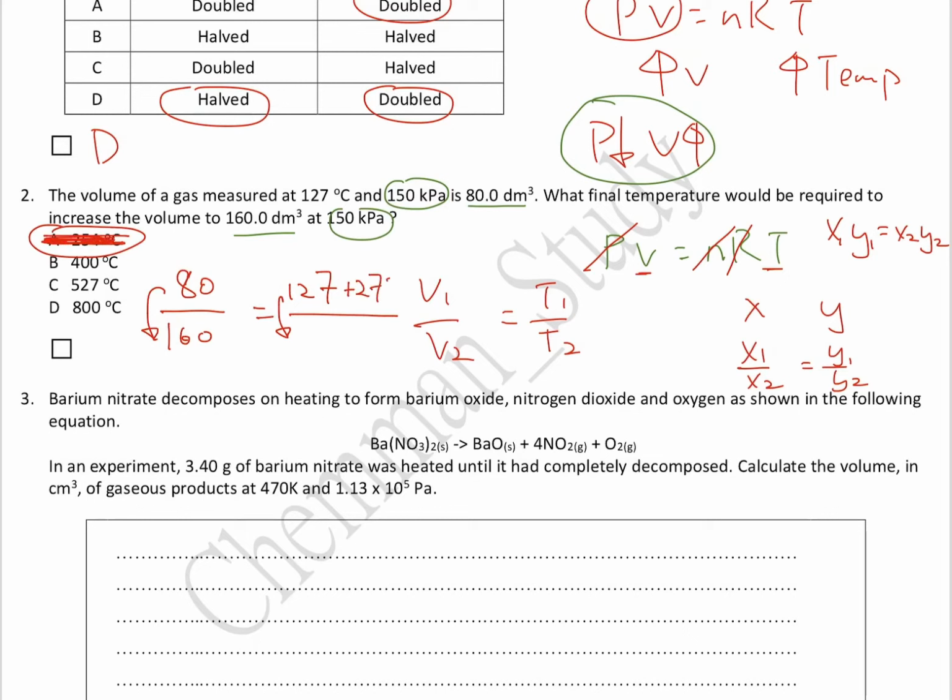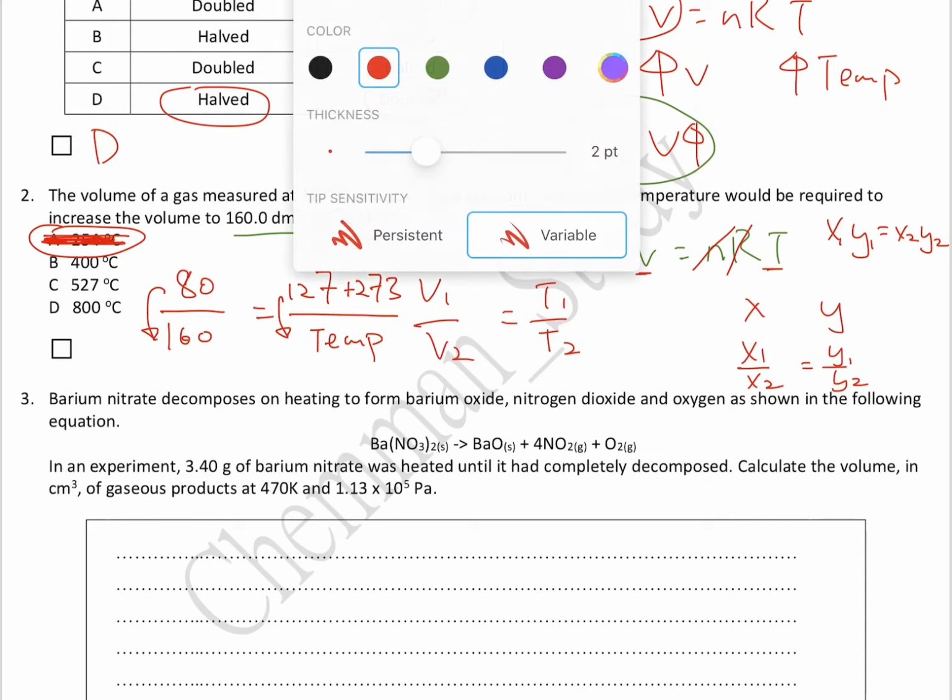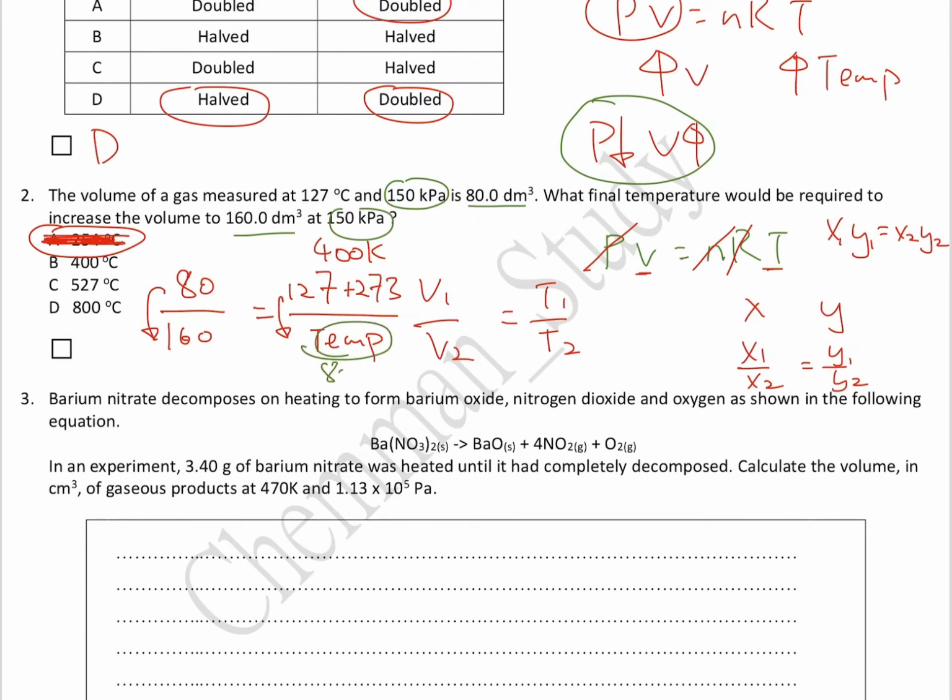First of all, you have to change the temperature into Kelvin. Here, it gives you 400 Kelvin. That means the new temperature, after doubling the volume, should be 800 Kelvin. But the question is looking for the temperature in degrees Celsius. So 800 is also a kind of trap. You have to change 800 Kelvin back to degrees Celsius. That means it will be 527 degrees Celsius. So that's why the answer will be C.